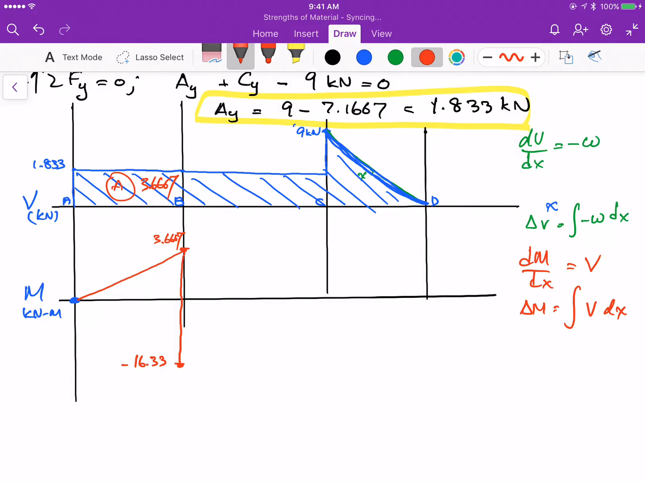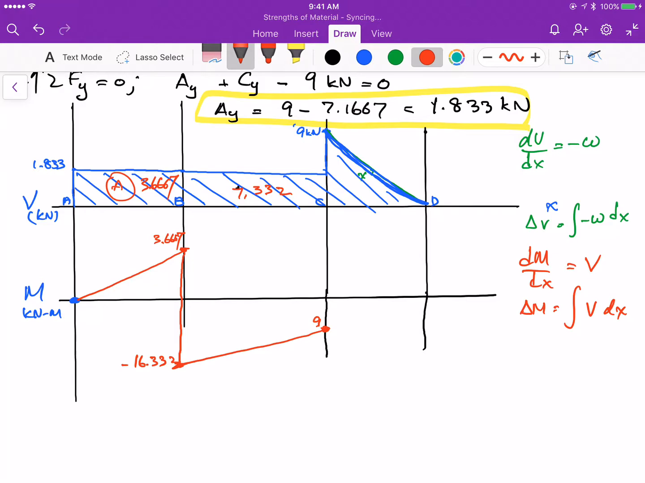And I also know that this area here is going to be 1.833 times 4. This area here is 7.332, and I will go up from minus 16.33 by 7.33, because I take 16.33 minus 7.33 and it will bring me to 9. So my moment diagram is going to be something like that.